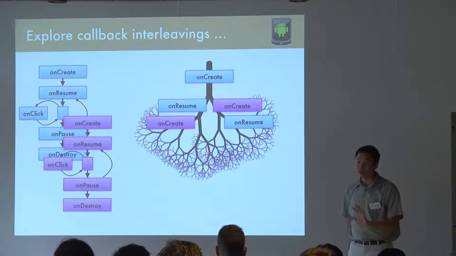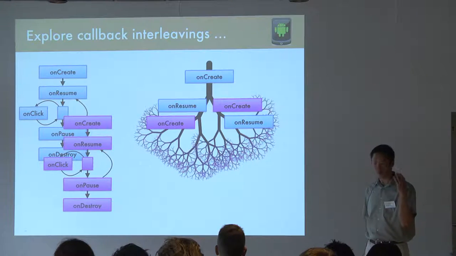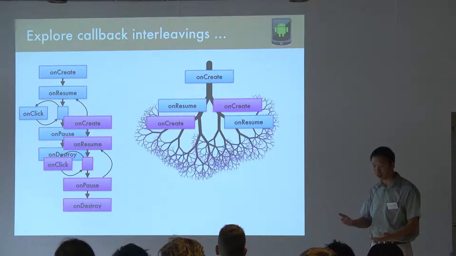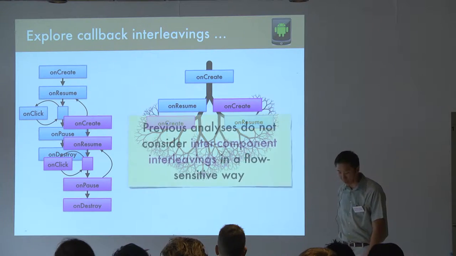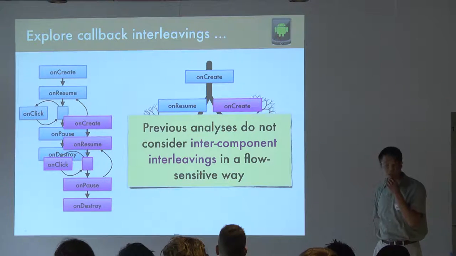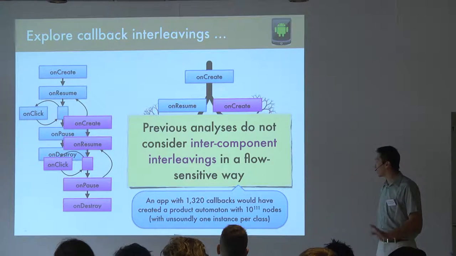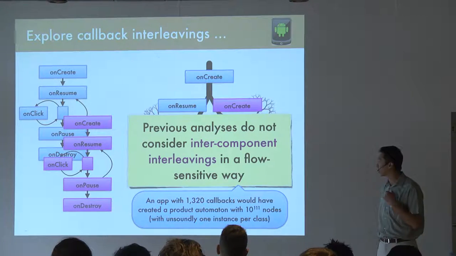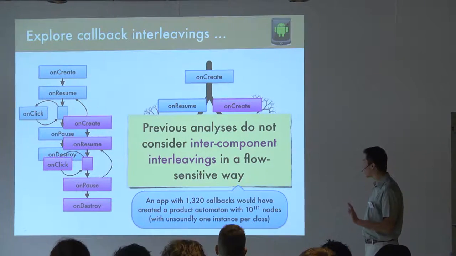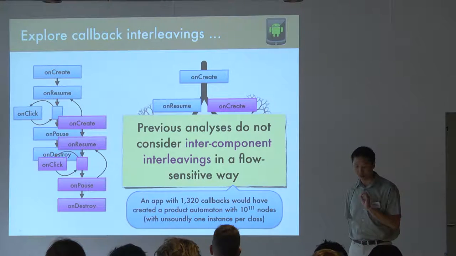This is no surprise to people in this room, so I don't have to belabor the point, but if I'm considering all possible things, maybe I say onCreate in the first component, then I consider the effects of onResume in the first component and onCreate in the second component, and I have to consider the other option too. It's no surprise that this becomes intractable, and it's also no surprise that previous analyses do not consider intercomponent interleavings in any flow-sensitive way. And as a little bit of preview, we looked at one application that has 1,320 callbacks, and if we were to create the product automaton, we would end up with 10 to the 111 nodes, even with the unsound assumption that you only ever create one instance of a particular component.